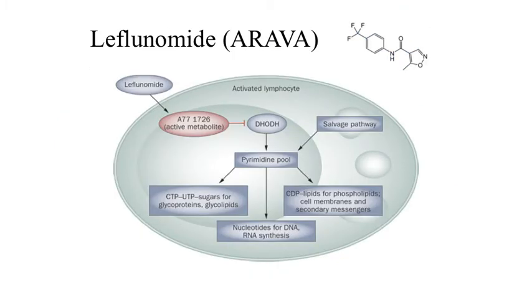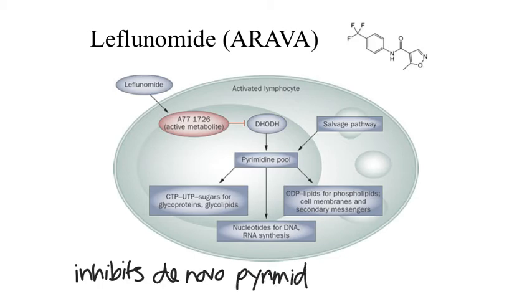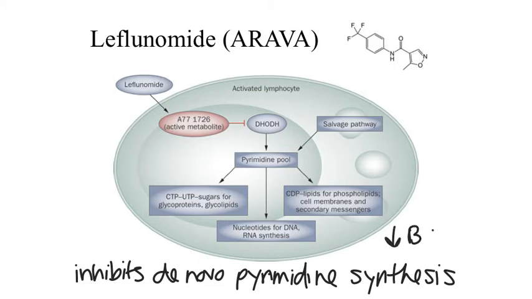The next conventional DMARD I will talk about is leflunomide. Leflunomide is structurally similar to teriflunomide, which was discussed back when we reviewed multiple sclerosis treatments. The mechanism of action of leflunomide is that it inhibits de novo pyrimidine synthesis, which is the synthesis from scratch of pyrimidine bases that are used in the synthesis of DNA and RNA. By inhibiting synthesis of new pyrimidine bases, this reduces the activation of B cells specifically, because B cells are very reliant on this de novo pyrimidine synthesis pathway for activation and proliferation.